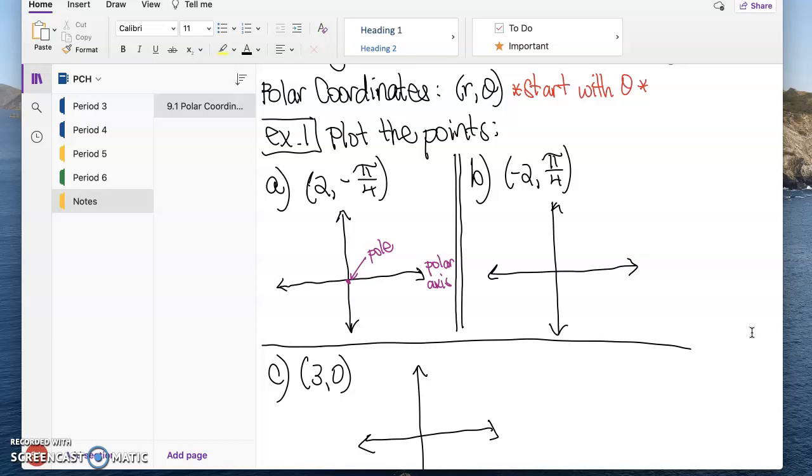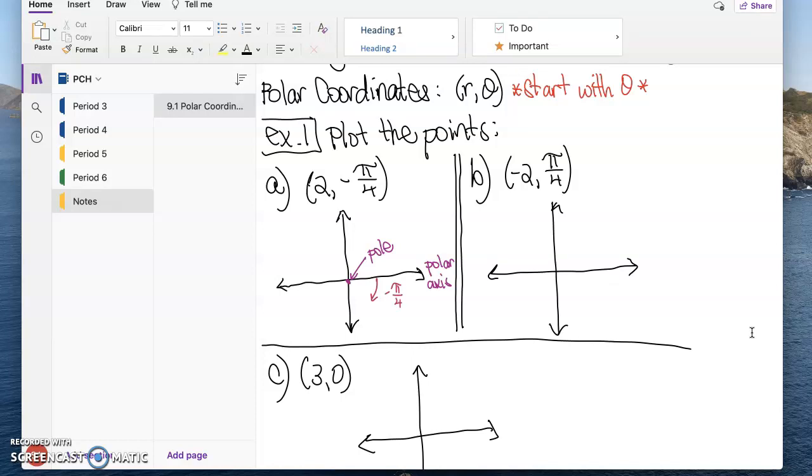So here's what we do. We start with theta. Let me change my color really fast. Oh, there's some really cool colors on here. Okay, I'm going to stop being distracted. We start with theta, so we do a rotation. We go negative pi over 4, so hopefully you remember that that's a rotation starting at the positive x-axis and going clockwise. So negative pi over 4.